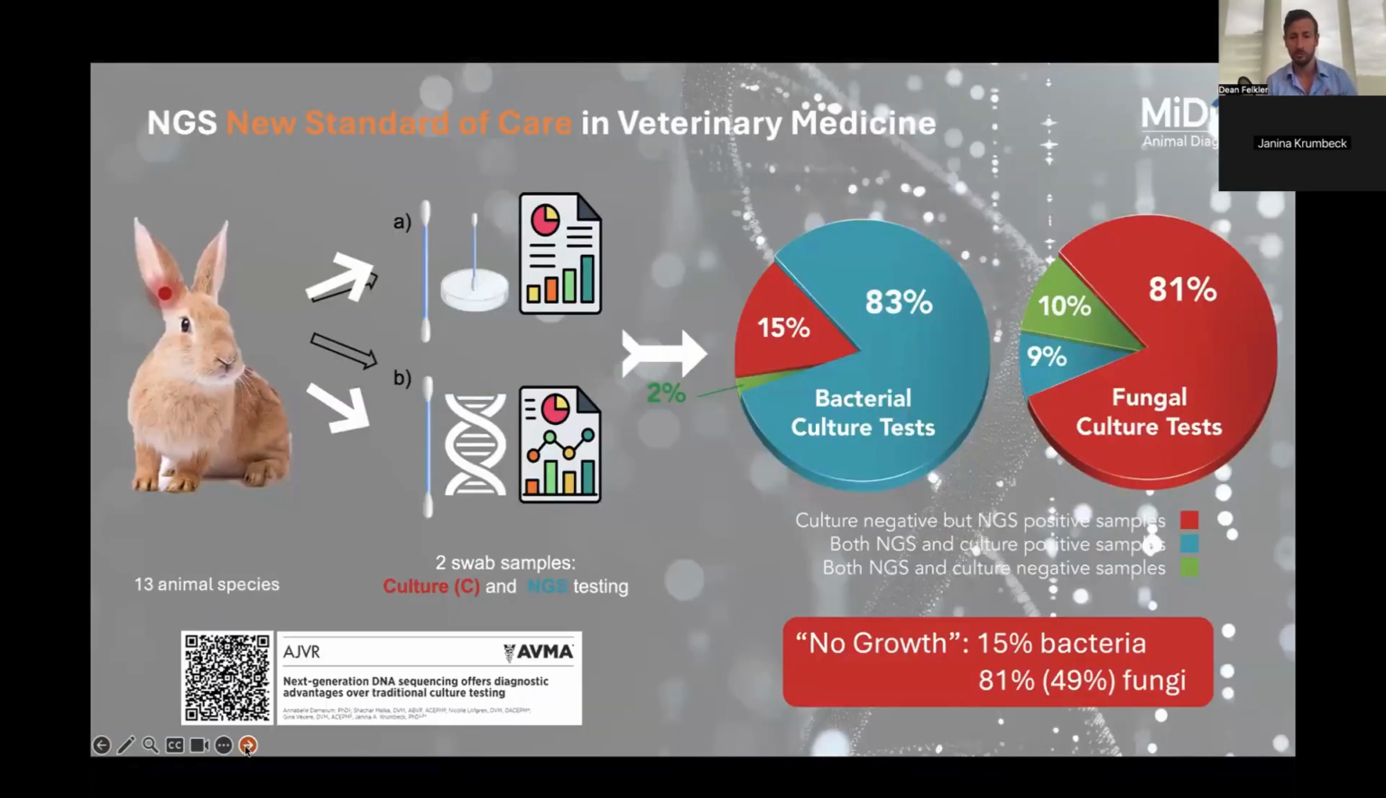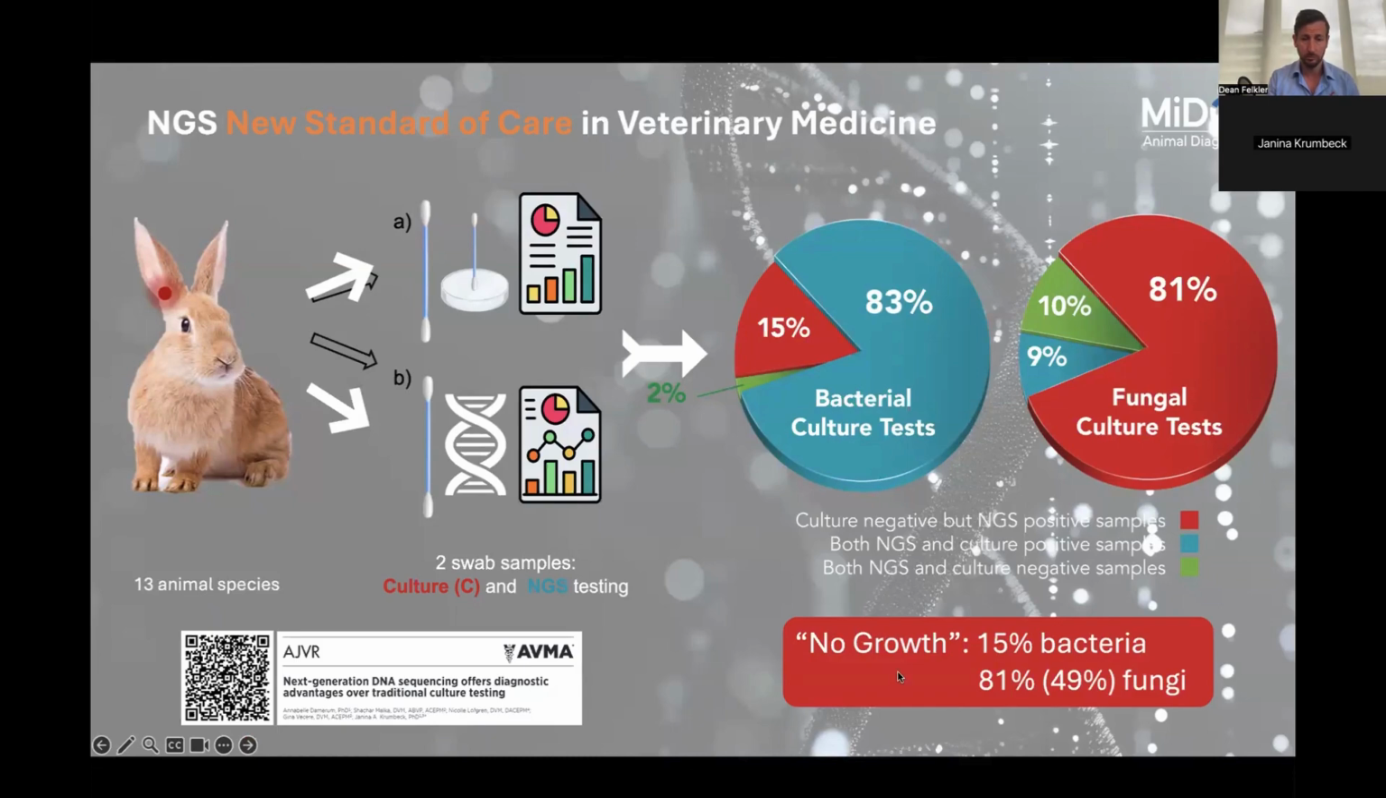This was just briefly one of our studies that we published in AJVR last year. We reached out to clinicians to sample all different kinds of animal species and select one sample for NGS testing, one for traditional culture testing, and then we compared the results directly. Just like the AVMA had published previously, 15% of all those bacterial tests came back no growth at all, nothing, versus 83% of all tests had an additional result for NGS testing.